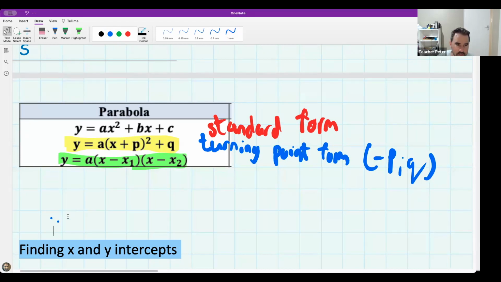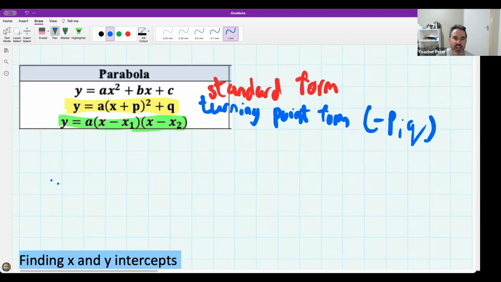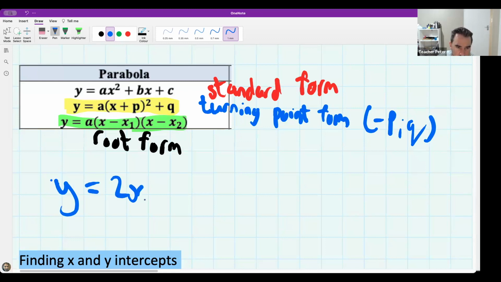And then what is the third one? Well, the third one won't get as much attention tonight, but the third one is called the root form. And the root form we use to find the equation of a parabola, where x1 and x2 are the x-intercepts. And so you'll see that probably in the next lesson. So let me give you an example of these formats in sort of a real example.